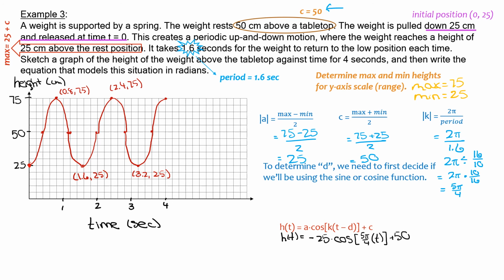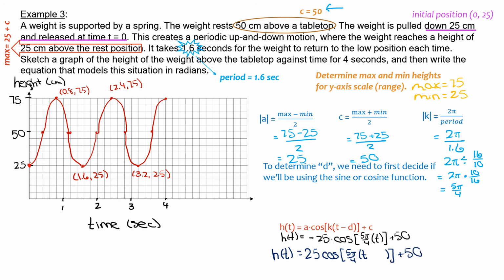The next equation I'm going to do is if we don't take a negative a value with cos. So the height as a function of time is equal to an a value of 25. But then if I don't have a negative a value, I'm going to have a d value. So how do I find that d value? The rest of it's all the same. 5 pi over 4 t, I'm going to leave this blank, plus 50.